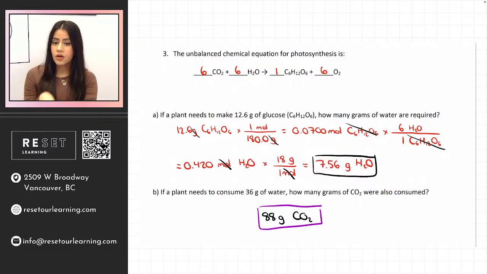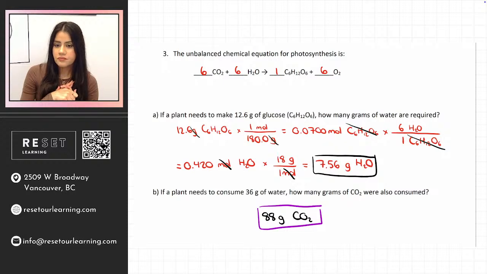Now, last step, do not forget, we still have to give them grams. So we will have to use the molar mass. Molar mass of water is 18, so 18 grams over mole. Again, grams goes on the top because that's what they're asking us to find. Mole cancels. We'll have 7.56 grams of water.